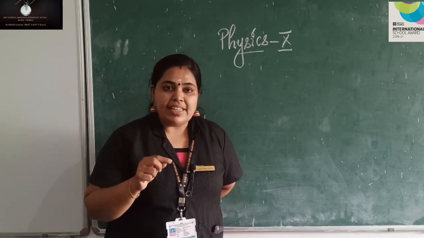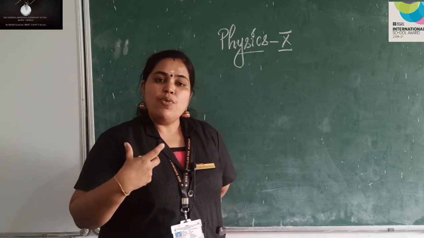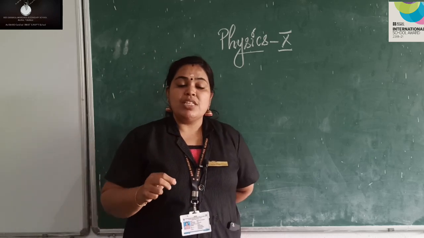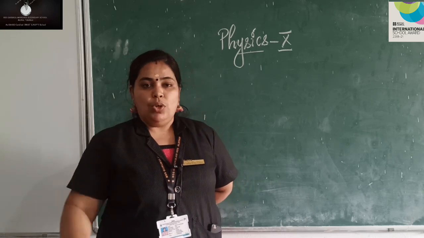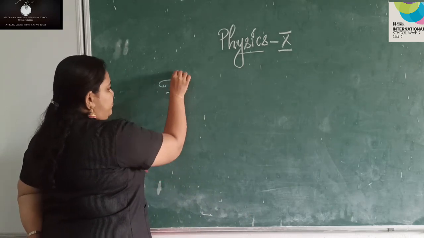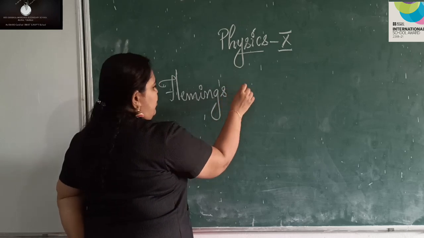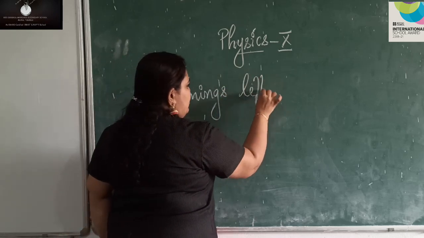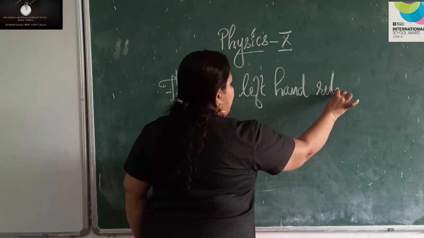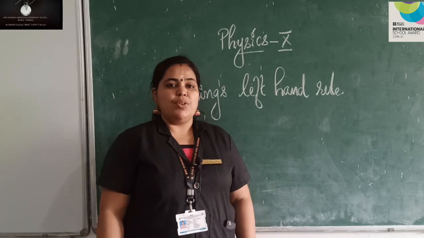Because the current carrying conductor is kept in a magnetic field, it experiences a force. And the direction of force can be explained using Fleming's left hand rule. Fleming's left hand rule. So what is this Fleming's left hand rule?